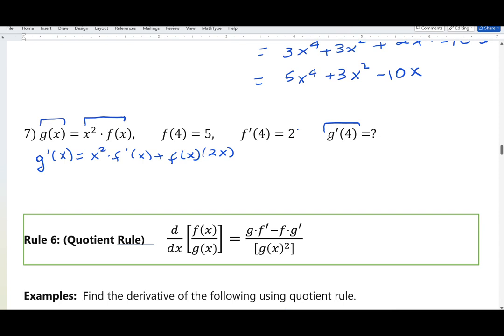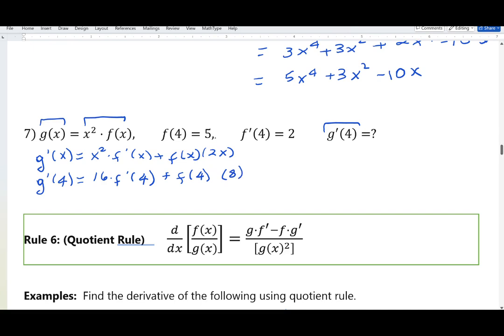Okay, normally we're done because we couldn't simplify since we don't know what f of x is. However, they asked not for g prime of x, but g prime of 4. So let's go ahead and plug in a 4 everywhere we see an x. So 4 squared is 16 times f prime of 4. I will simplify that in the next step, plus f of 4, and then times 2 times x, or 2 times 4, which is 8.